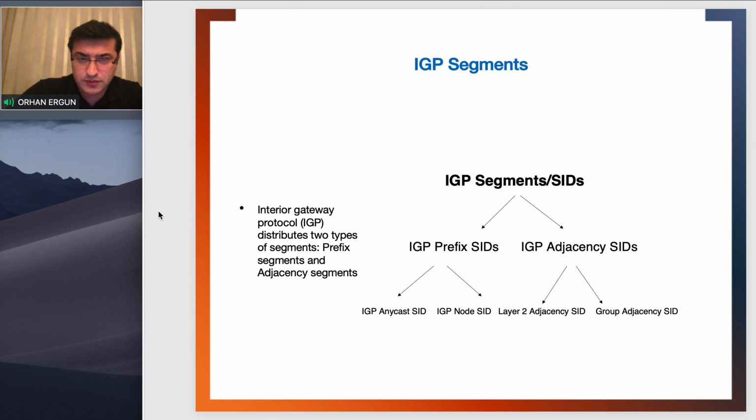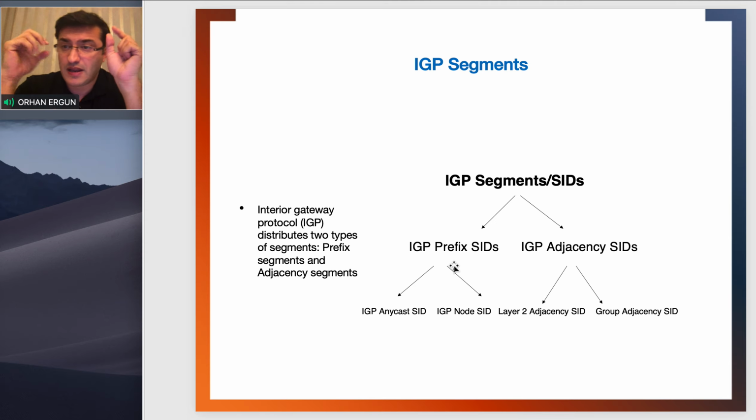So overall, we have IGP segments and BGP segments. And even when we categorize them, we have IGP segments also, IGP prefix segments and IGP adjacency segments, as you can see. When we come to BGP, I will show you this kind of chart again. But at the moment, so segments: IGP segment, BGP segment.